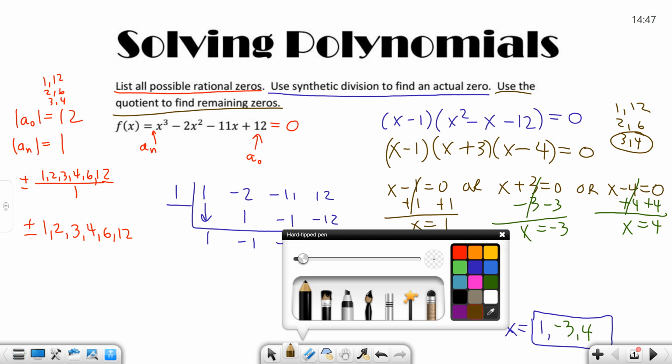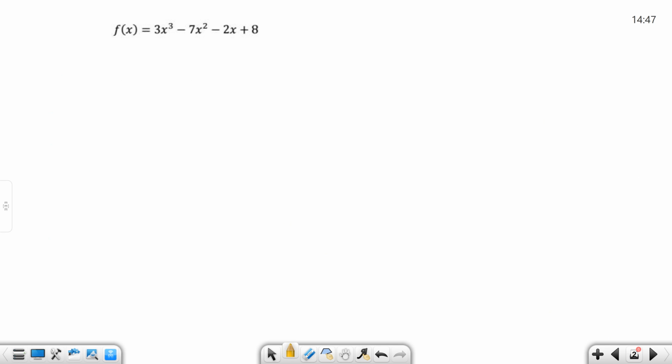So let's look at another one of these. 3x cubed minus 7x squared minus 2x plus 8. So again, I want to solve this the same way. I want to find the possible zeros. Then I want to use synthetic division to find one. And then if I'm at an x squared at that place, then I'm ready to factor it and see if I can go further. Or you may even have to use the quadratic formula or complete the square some other way.